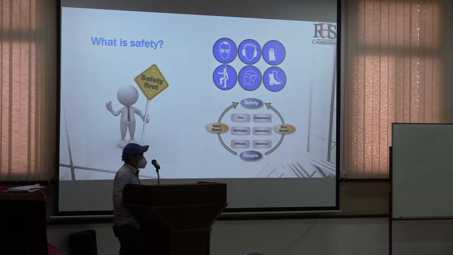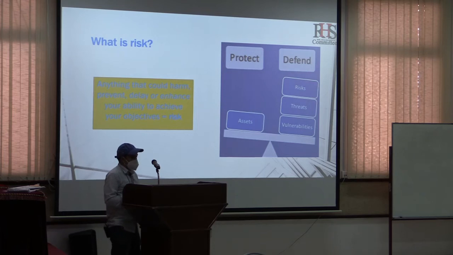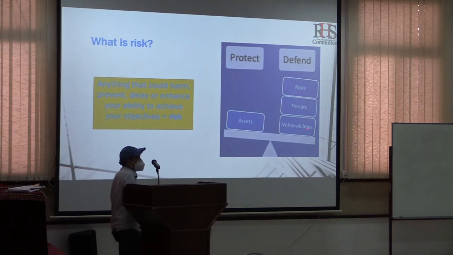And at the same time, when we talk about risk, we are talking about anything that could harm you or prevent or delay or enhance your ability to achieve your objectives, achieve your work in that particular workplace or in the laboratory. The thing is, you have to balance out the control measures and the risk that you have. So, for example, if the balance is skewed to your right, it means that you have a high level of the risk or the hazards that you have in your workplaces.